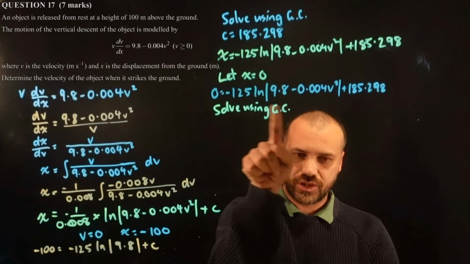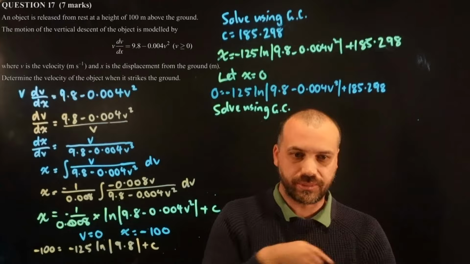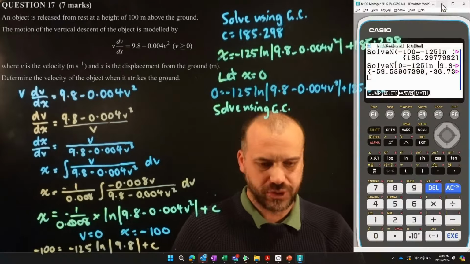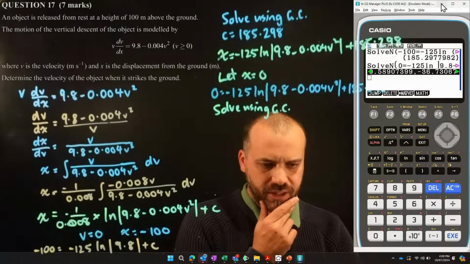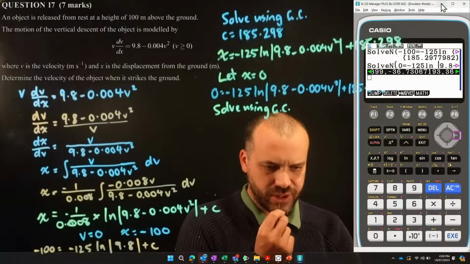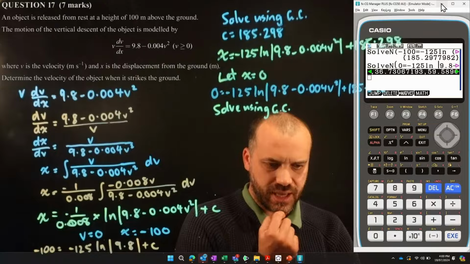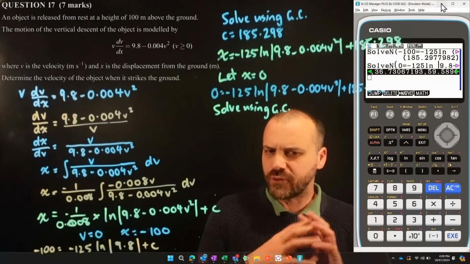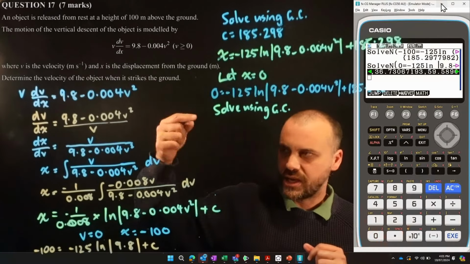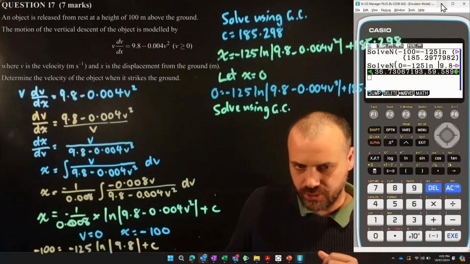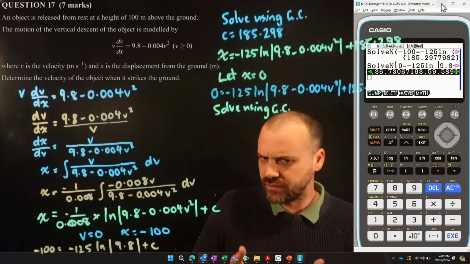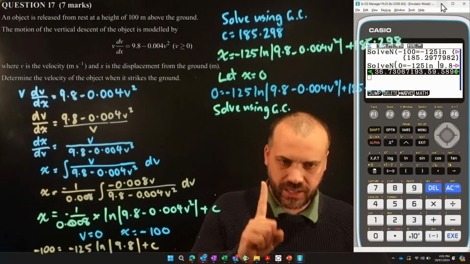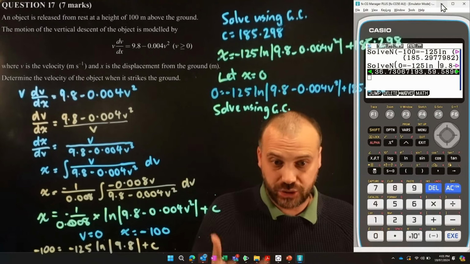So when I solve this, 0 equals blah, blah, blah on my calculator, let's take a look at what I get. Heaps of solutions. Well, not heaps, 4. Negative 59, negative 36, 36, and 59. So 4 solutions. But 4 solutions makes no sense. An object is dropped, it falls towards the ground. We're trying to find the velocity when it hits the ground. There is only one answer to this question, or at least there should be.